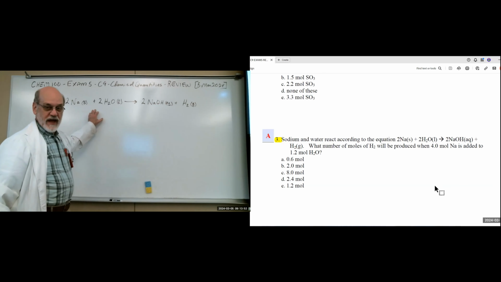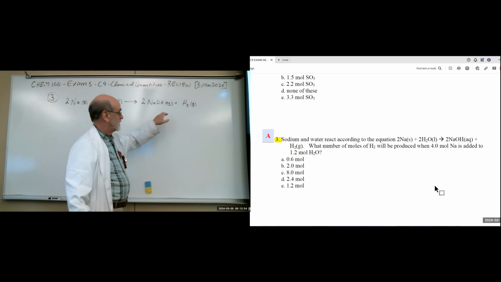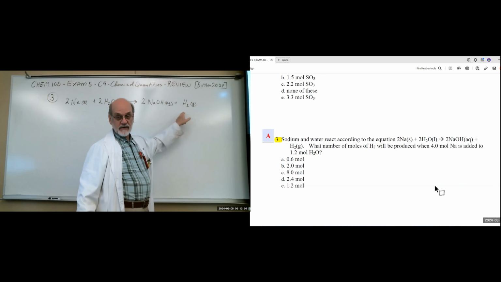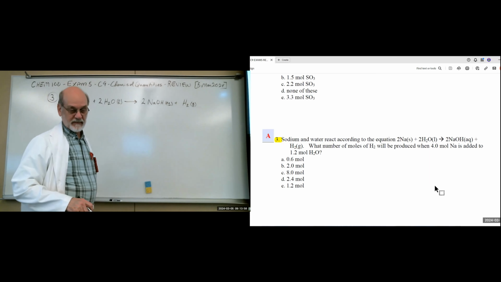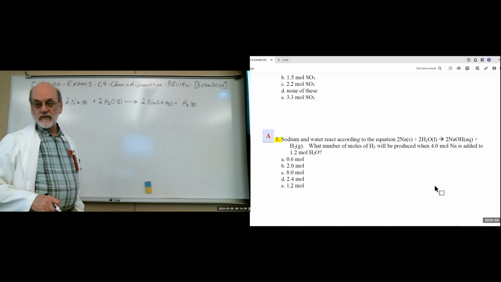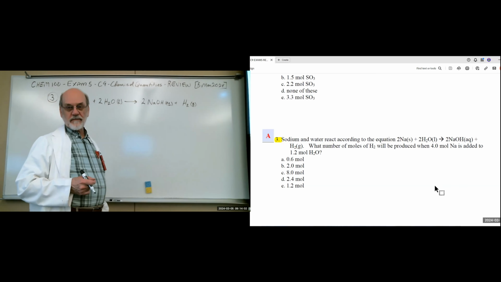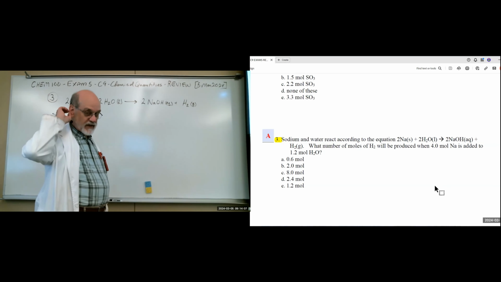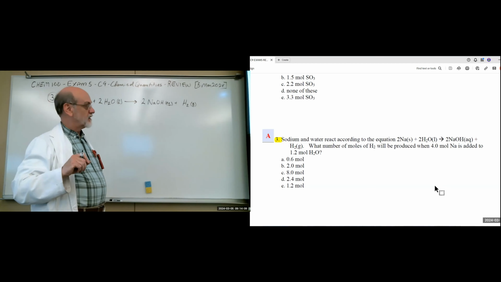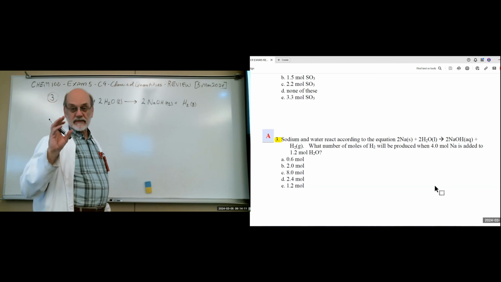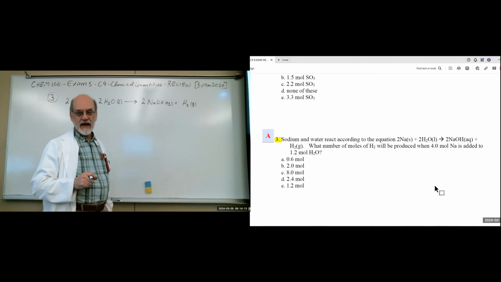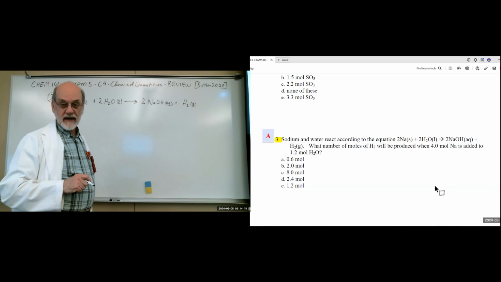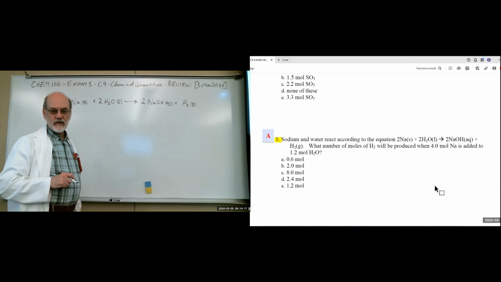So when you conduct this reaction, you're going to see bubbles. Hydrogen gas is going to bubble out of that solution. And if you hold a match or a hot ember to it, it's going to burst. It's going to pop. The hydrogen is going to react with oxygen in the air and give you an explosion.